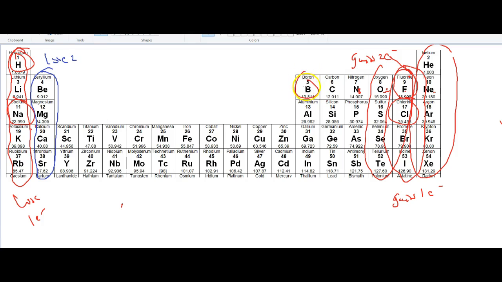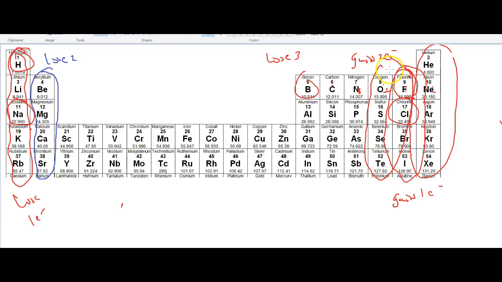Boron, what does it have to do? Well, it could gain 1, 2, 3, 4, 5. Or it could lose 1, 2, 3. What's it do? It wants to lose 3. So we're going to put lose 3 right next to its name. So this is my lose 3 row. End of story, okay, for listing.